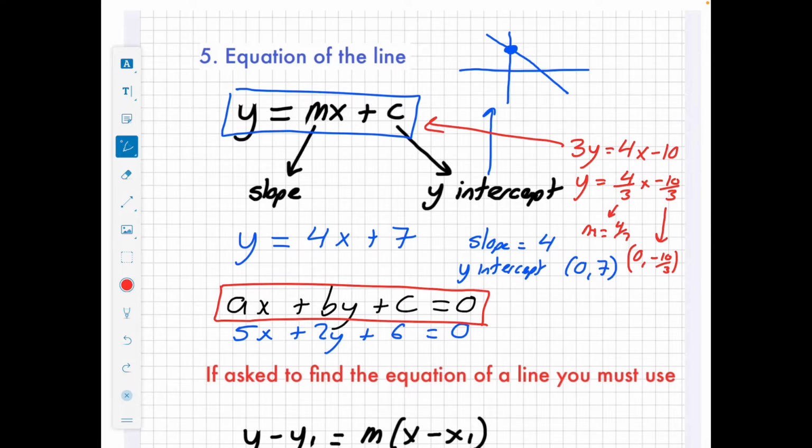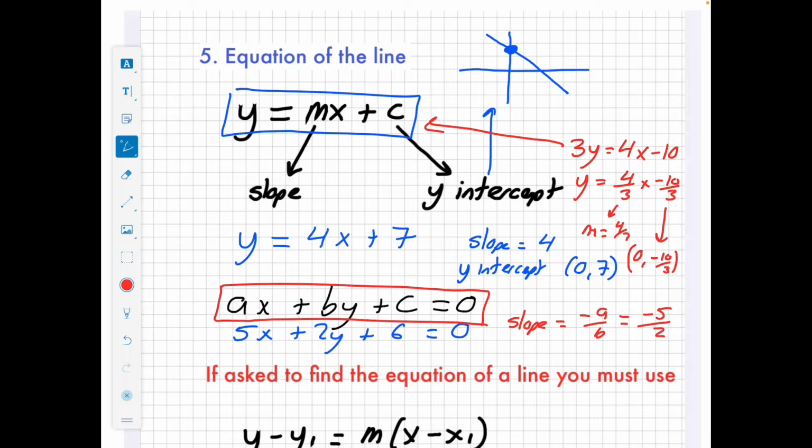There's a little trick. Again, this isn't in your formula book, so you would have to learn it if you want to use it. Your slope is equal to minus a over b. What's our a? Our a is our 5 and our b is 2. So slope is equal to minus 5 all over 2, for this example.